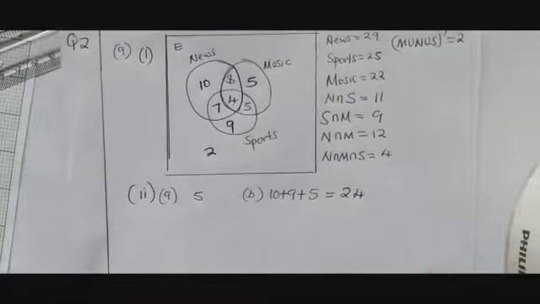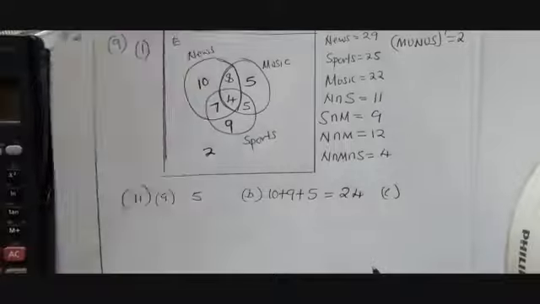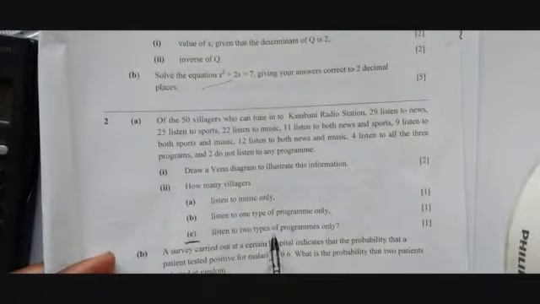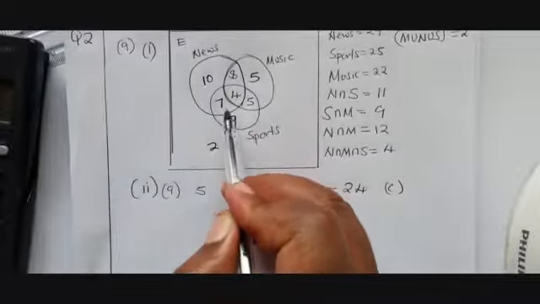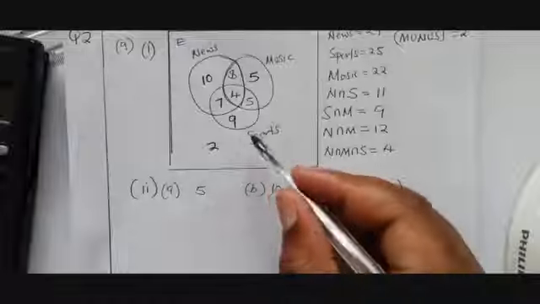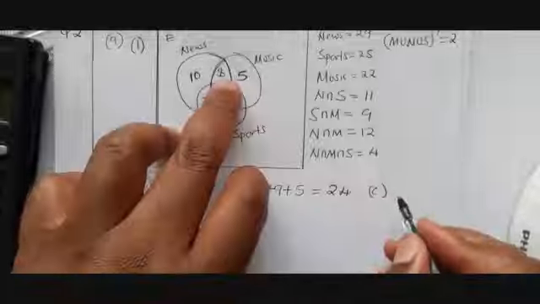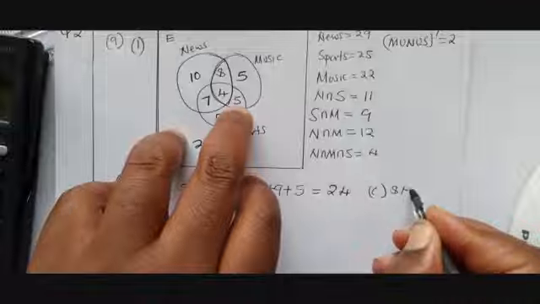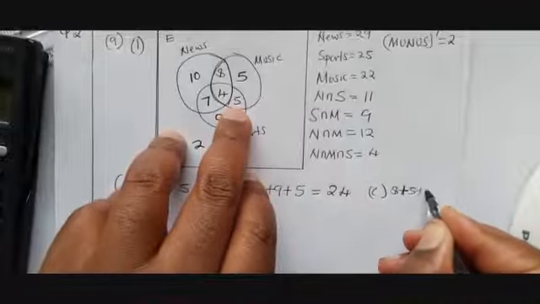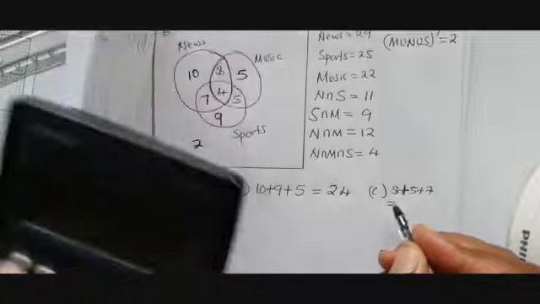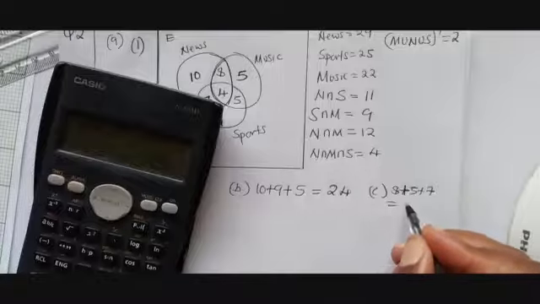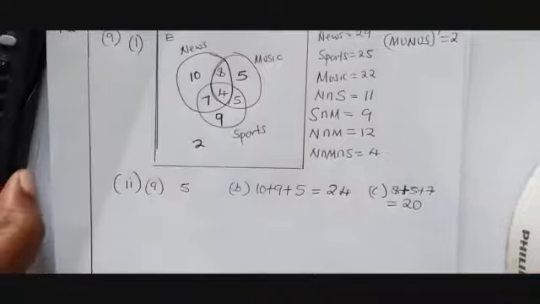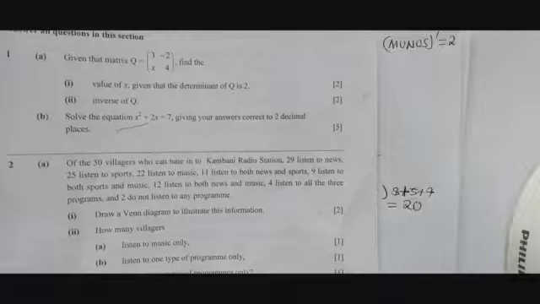Then you go to C. What is C? Listen to 2 types of programs only. That is this region. News and music only, news and sports only, sports and music only. How many? 8 plus 5 plus 7. What do we get? If you're not sure, you utilize your calculator. Plus 7, 20. So here I've got 20. Then this has been fully covered.